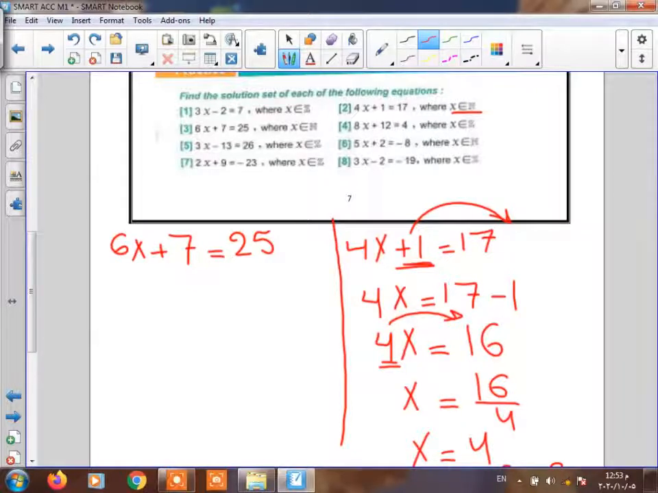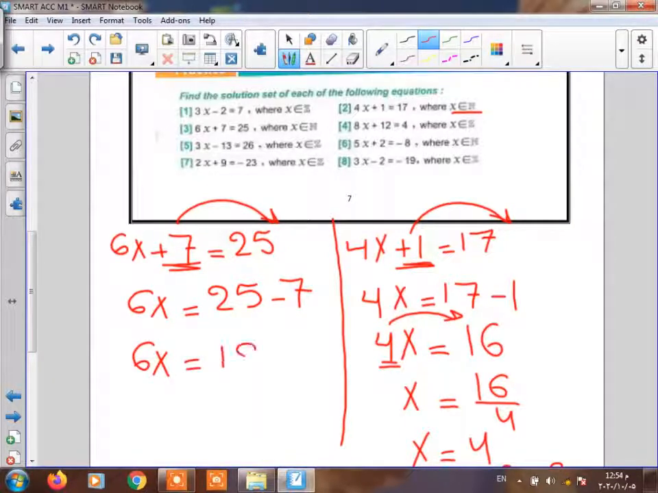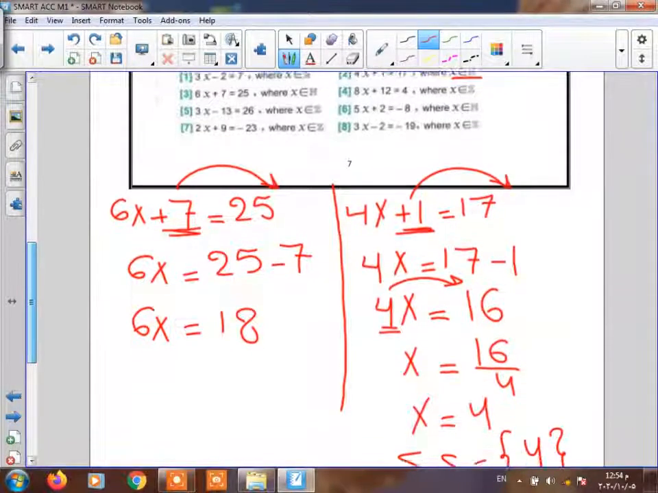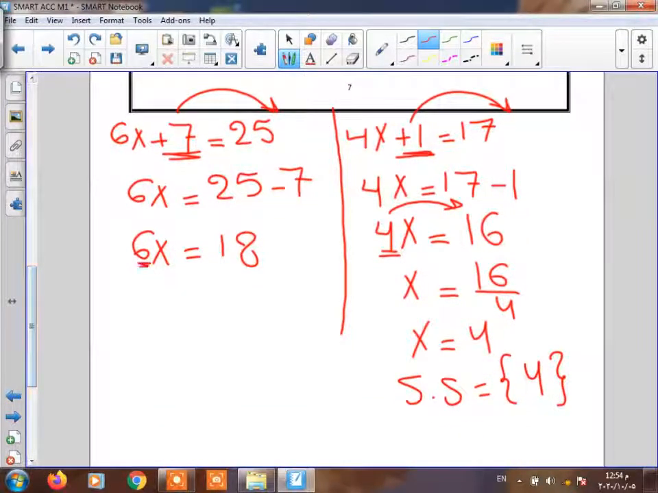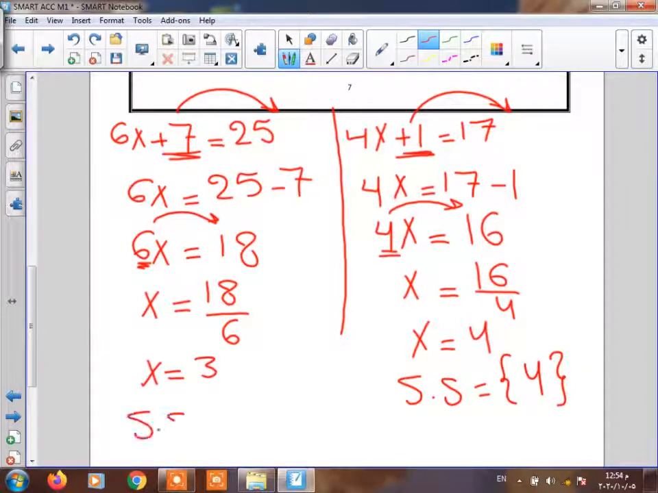Here first I will change the place of the plus, put it on the other side with a minus. Here it will be 6x equals 25 minus 7. So 6x equals 18. And then change the place of 6, because 6x means 6 times x. It will be x equals 18 divided by 6. So x equals 3. So the solution set equals {3}.